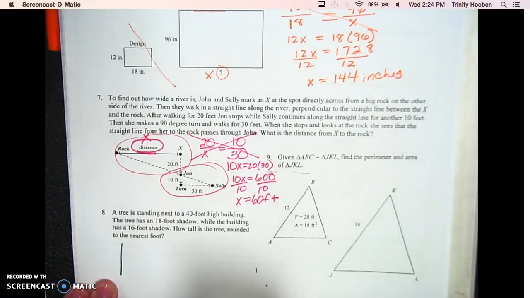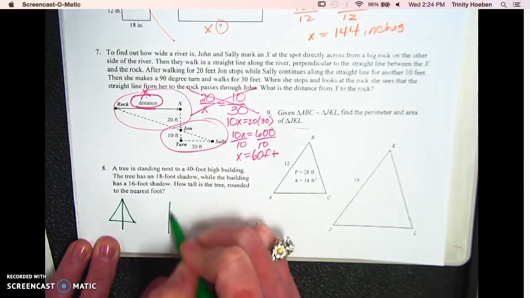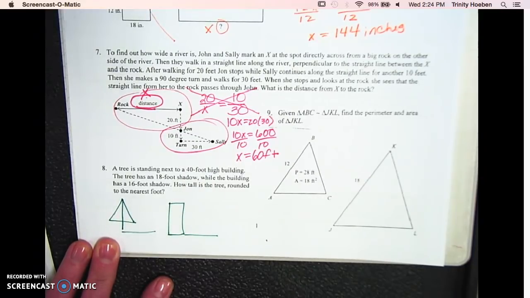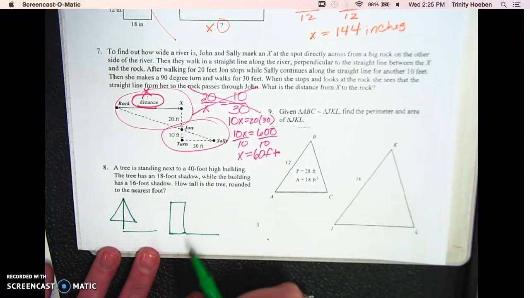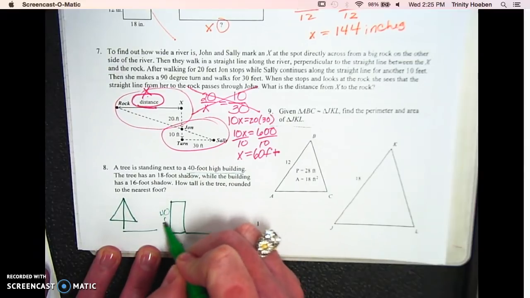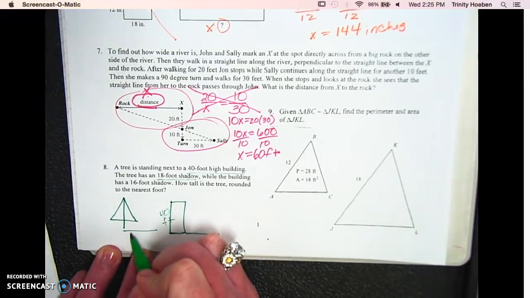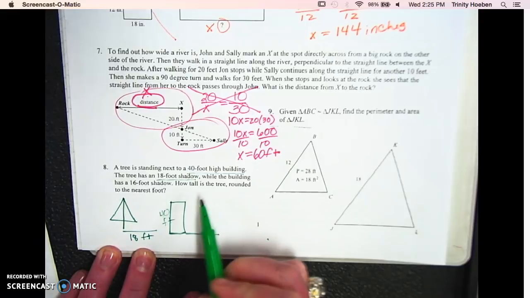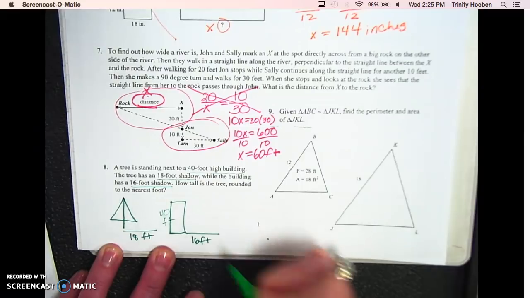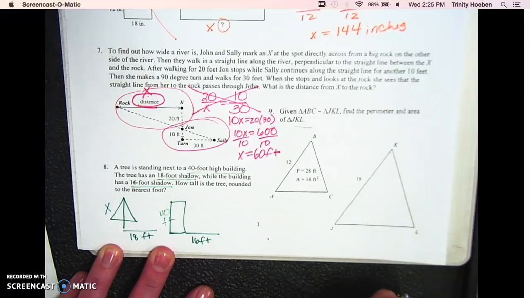So I'm going to draw a tree. And then I'm going to draw a building, and they each have a shadow. And then I'm just going to label the pieces of information they give us. So if it's a 40-foot high building, I'm going to label it 40 feet. And if the tree has an 18-foot shadow, I'm going to label it 18 feet. And the building has a shadow of 16 feet. So I've labeled 3 things. One thing is missing, which is the height of the tree.